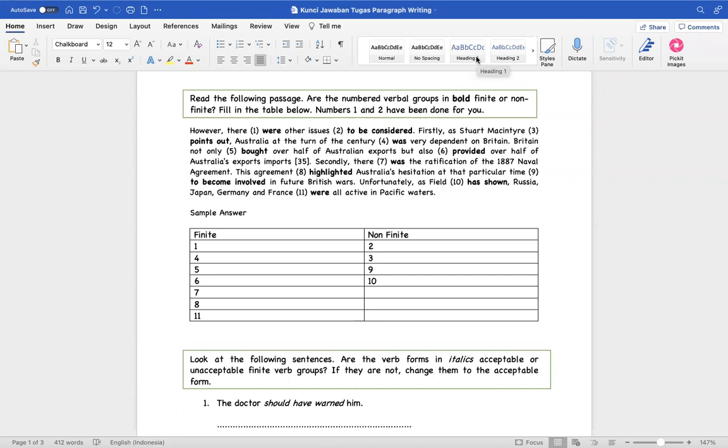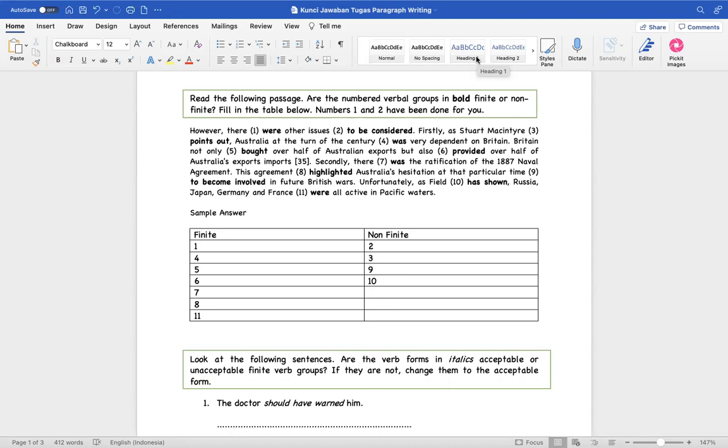It is about identifying finite and non-finite verbs. As we have learned, finite verbs are the main verbs that attach closely to the subject. Meanwhile, non-finite verbs have no limitation and are rarely attached to the subject. So they are supposed to be almost in the middle or at the end of a sentence.